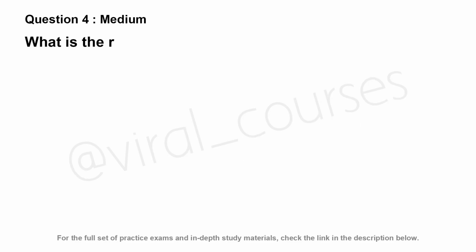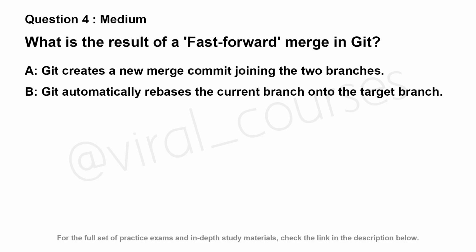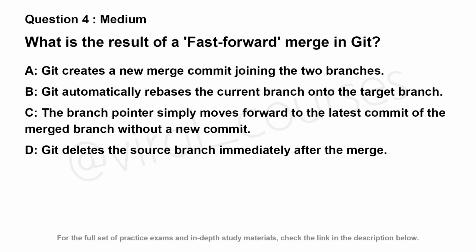What is the result of a fast-forward merge in Git? Option A. Git creates a new merge commit joining the two branches. Option B. Git automatically rebases the current branch onto the target branch. Option C. The branch pointer simply moves forward to the latest commit of the merged branch without a new commit. Option D. Git deletes the source branch immediately after the merge.